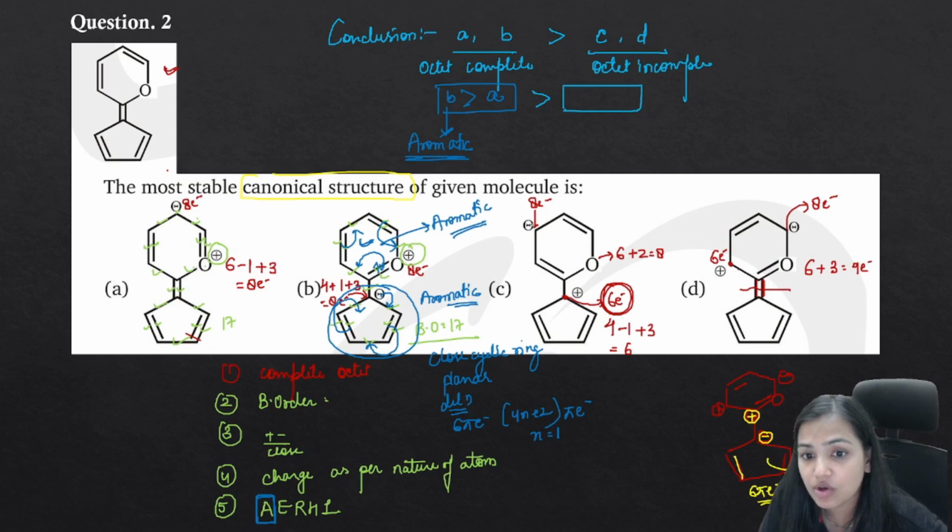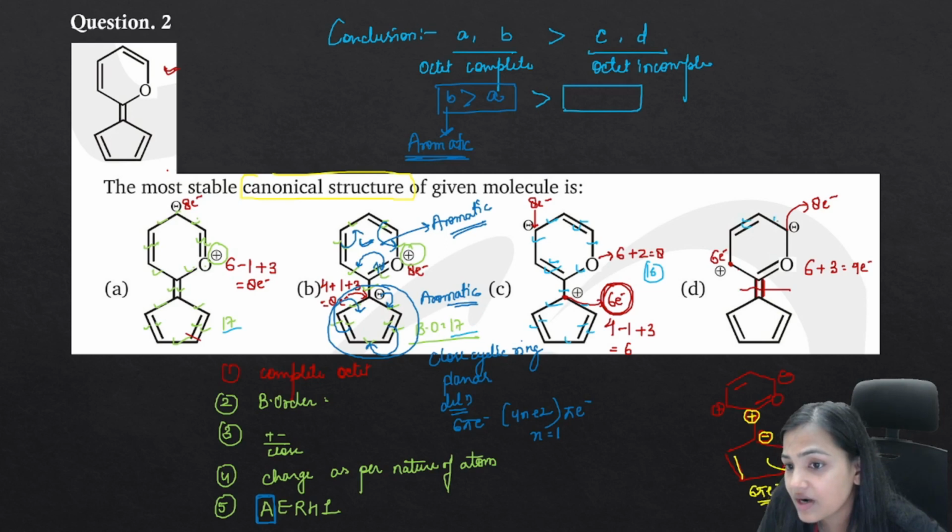Let's have a look over the bond order. So 1 2 3 4 5 6 7 8 9 10 11 12 13 14 15 16, bond order 16. Okay, so here we were getting 17, that's why A and B were more stable. And here we are getting 1 2 3 4 5 6 7 8 9 10 11 12 13 14 15 16 17. This is 17.